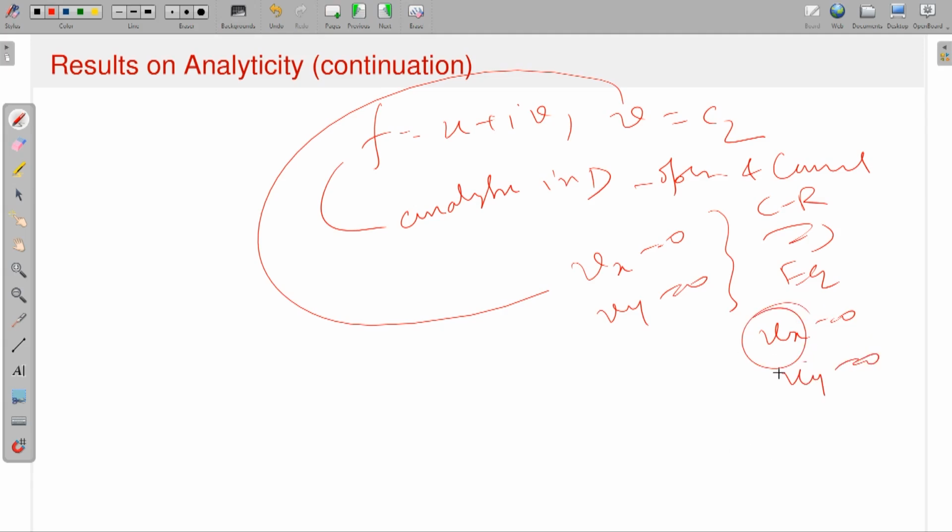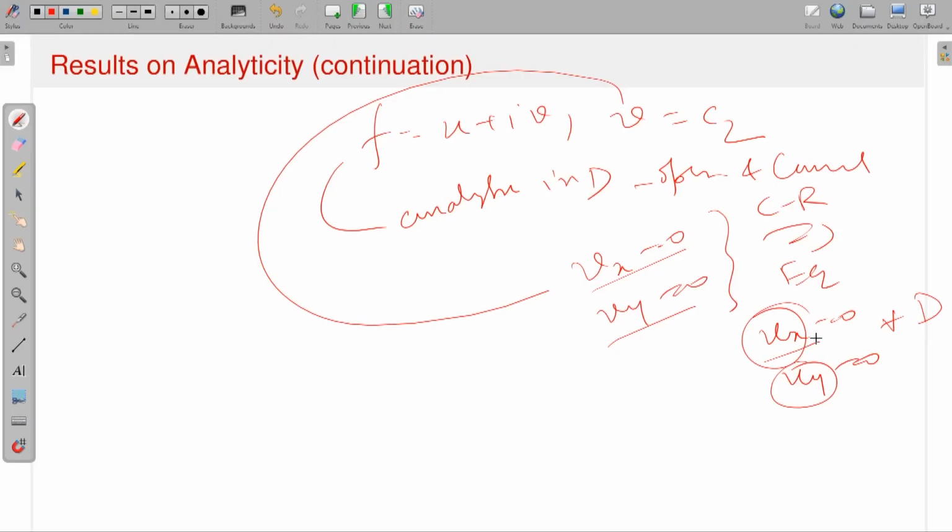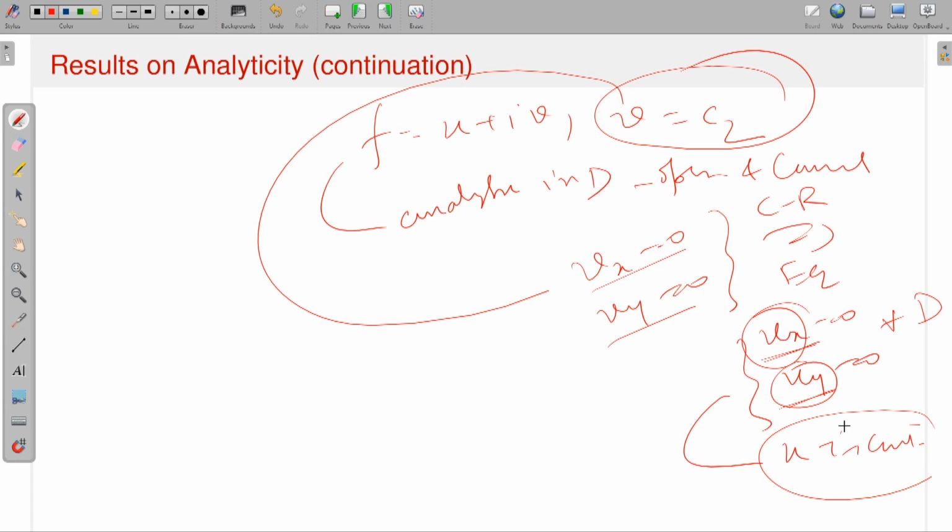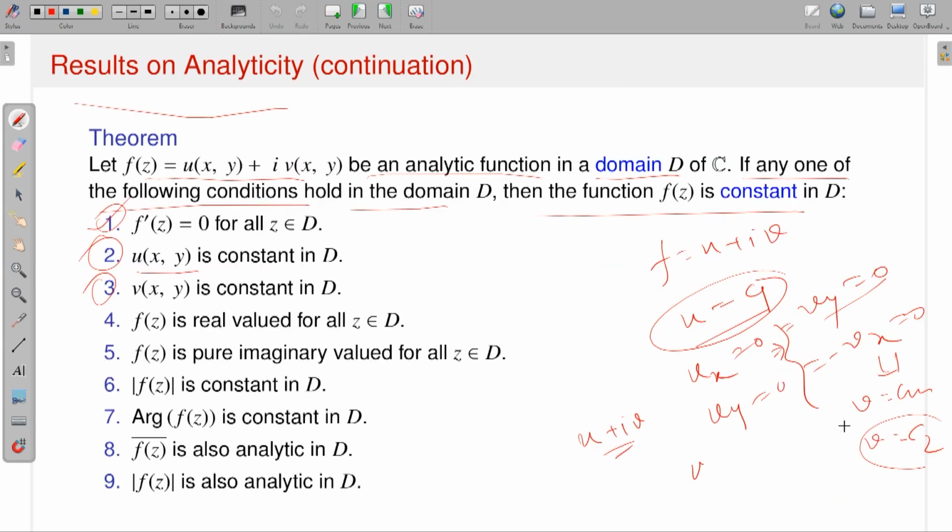Now ux is 0, uy is 0 for all points in D, because v is constant, because vx and vy are 0 at each point in D, which implies, by using the CR equations and the necessary conditions for differentiability, that ux is 0 and uy is 0 at each point in D. So therefore, since D is open and connected, u is free from x and u is free from y, so this implies u is constant. So I already have v is constant, and now I have proved that u is constant, so therefore my function f is constant, okay. Now what about 4?